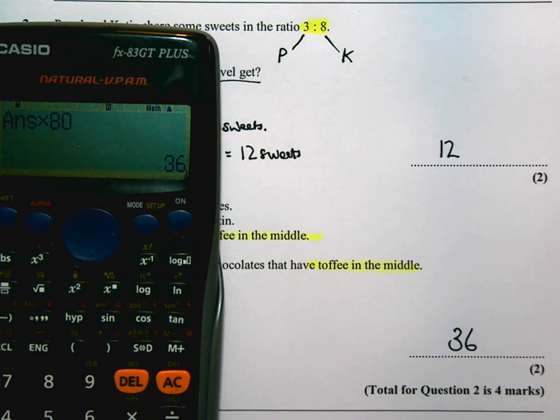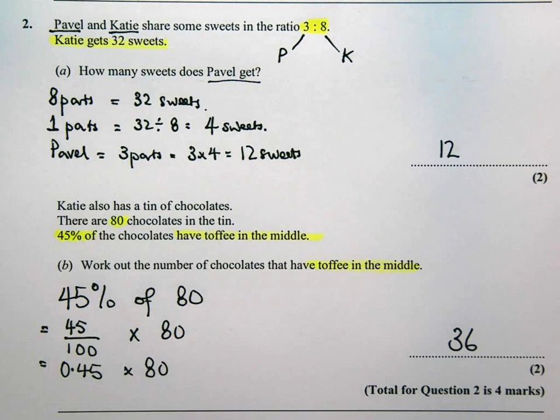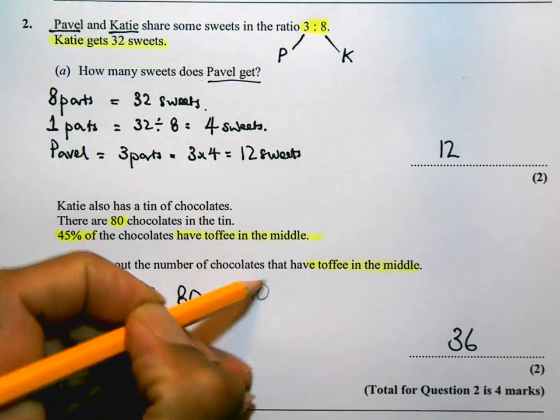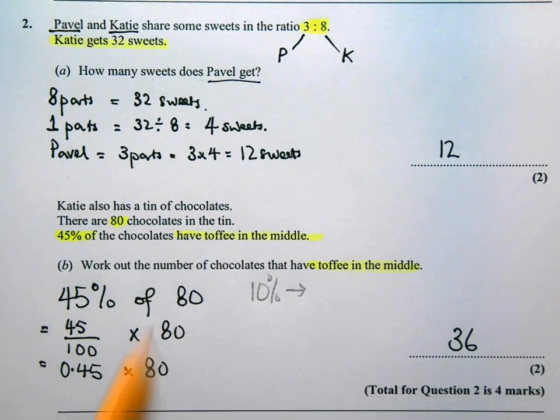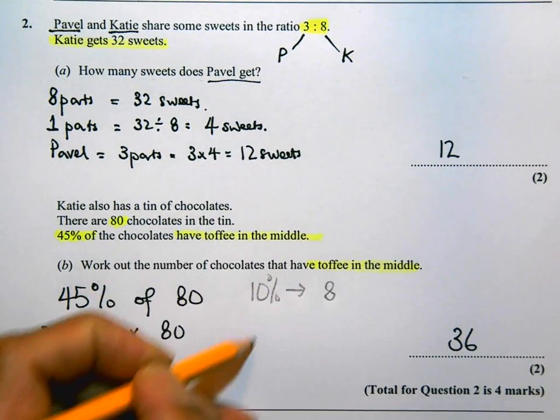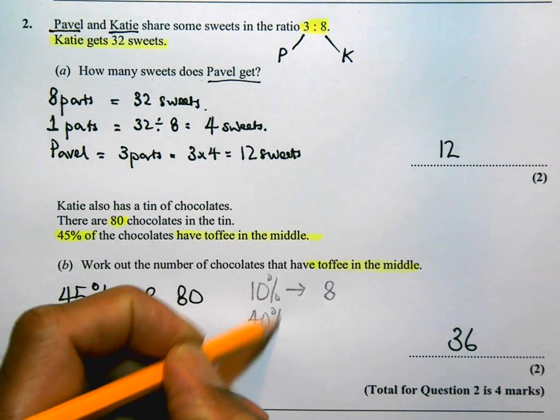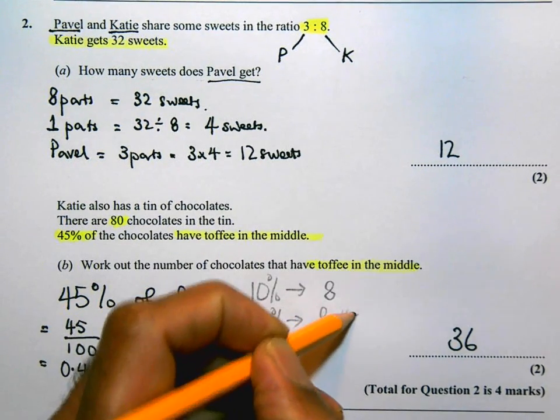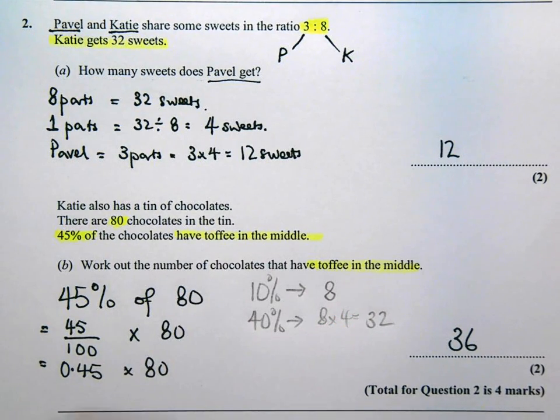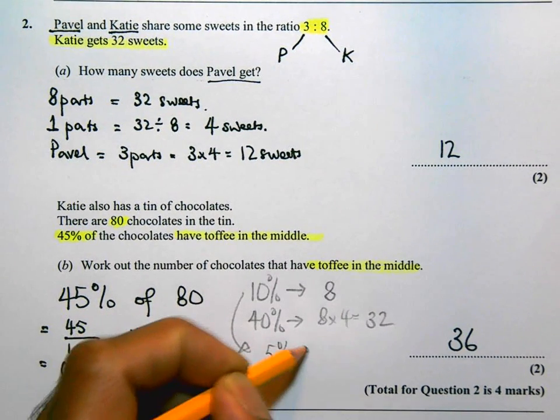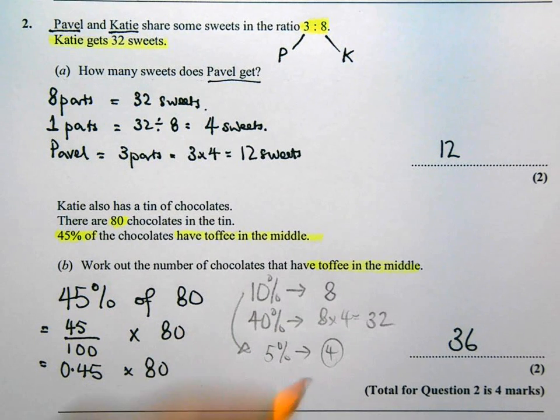If I wanted to use a non-calculator technique for this though, a lot of people do that. What they do is they find 10% first. 10% of 80 is 8. 4 lots of 10%. So 8 times 4 is 32. And then if I know 10% is 8, 5% must be 4. So 4 plus 32 gives me the 36, the same answer that I got before. This is a pretty straightforward question, but you need to be confident that you could use your calculators to do some simple percentages.